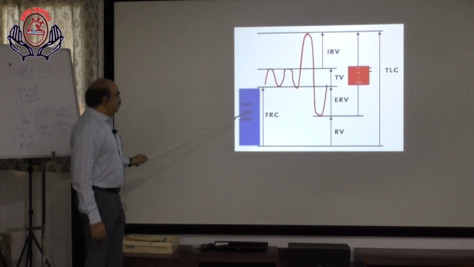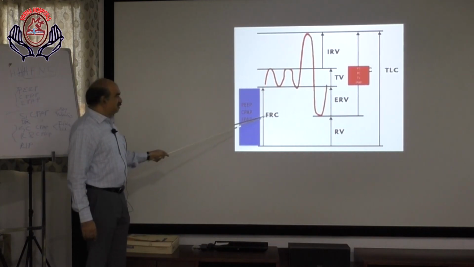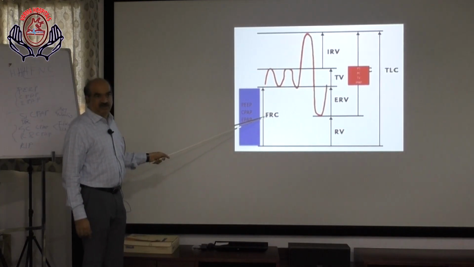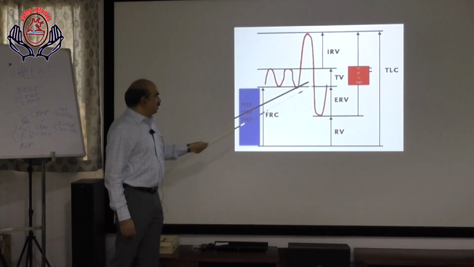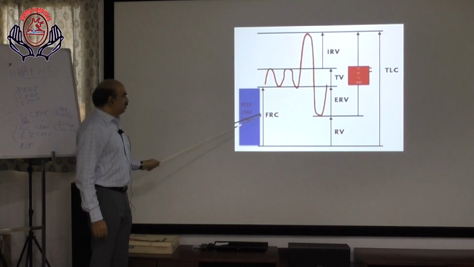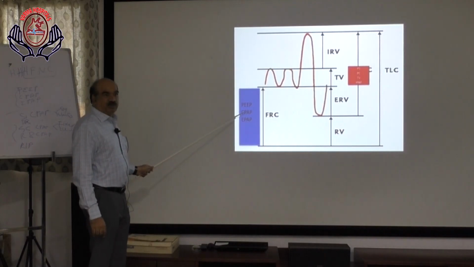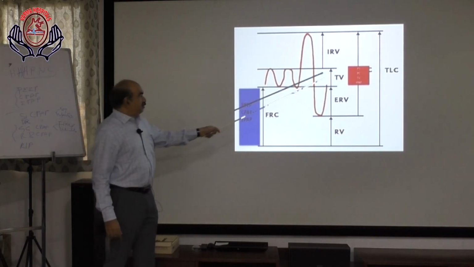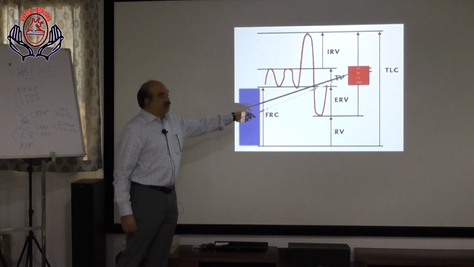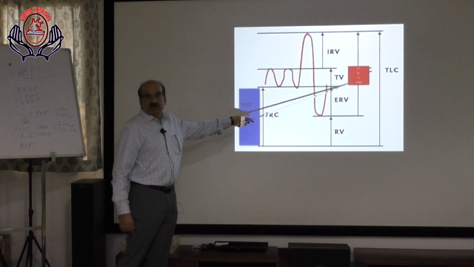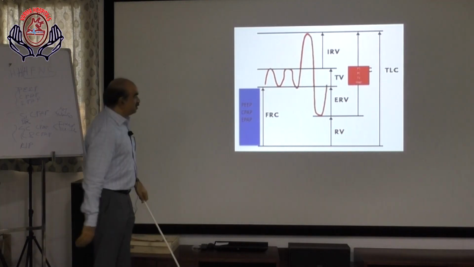So PEEP, CPAP, EPAP, all are the same. They all increase FRC, functional residual capacity. If we want to increase functional residual capacity, we have to increase CPAP. If we aim for tidal volume, we should give pressure support or increase tidal volume or adjust respiratory rate.